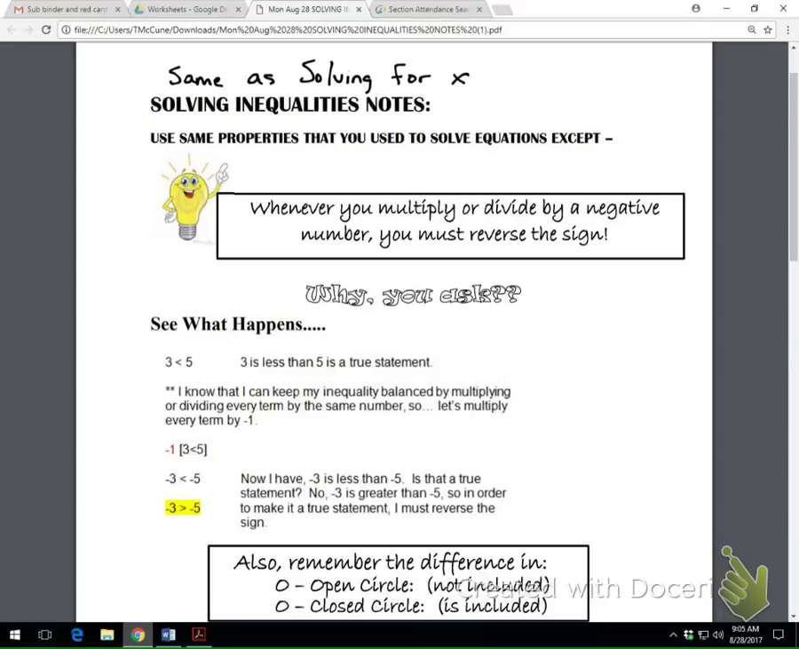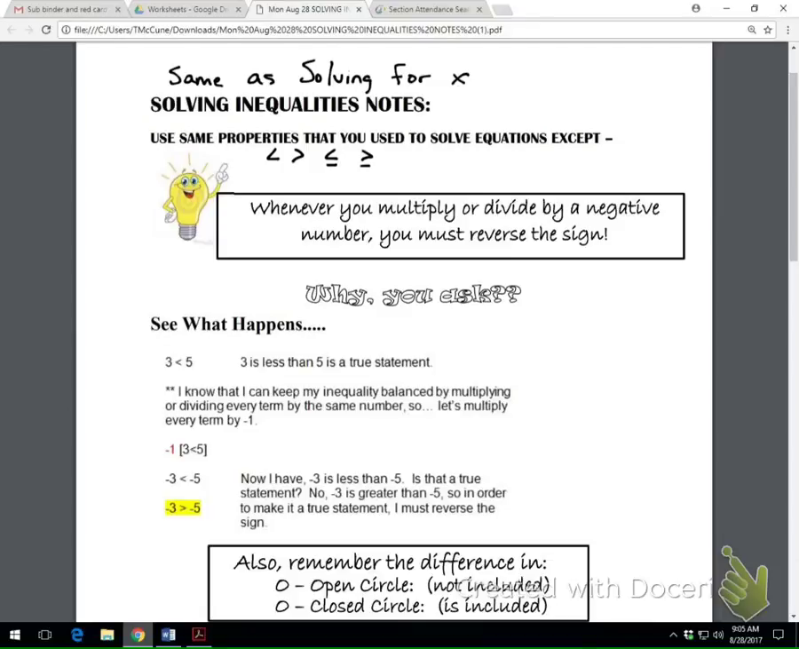Now, when we talk about inequalities, here's what I'm talking about. We're talking about less than, greater than, less than or equal to, greater than or equal to. Those signs. You remember those from junior high? Okay, less than and greater than sign. 3 is less than 5. 5 is greater than 3. Stuff like that, yes?